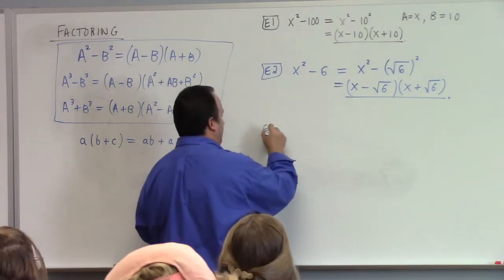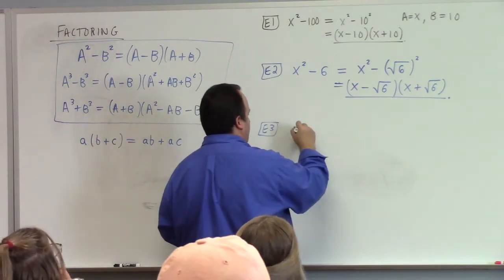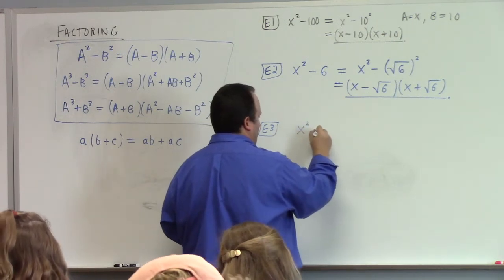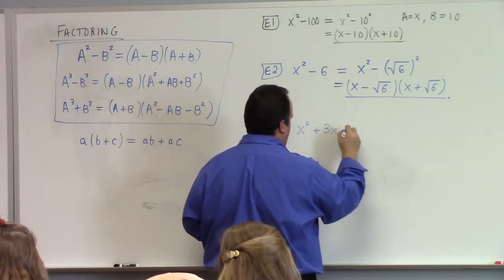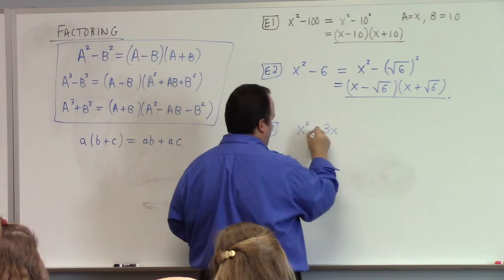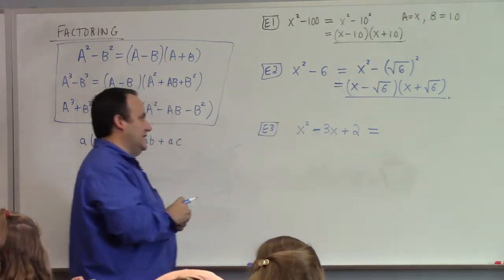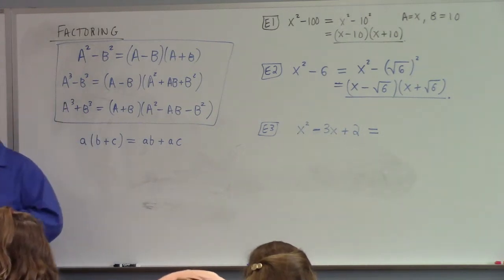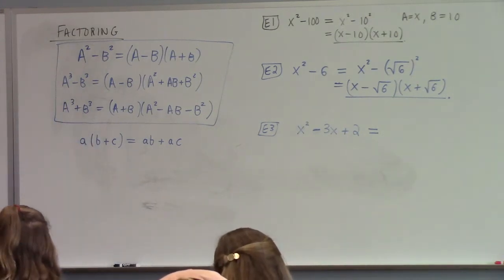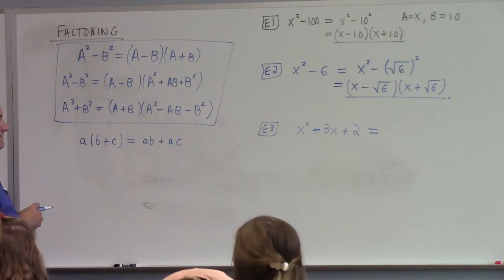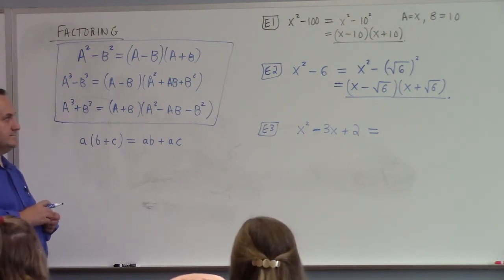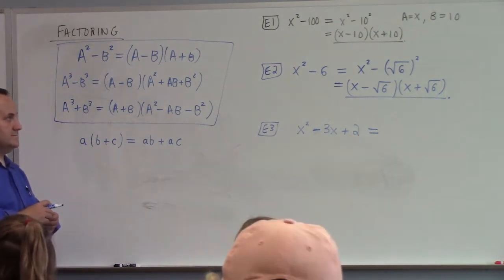How about this? What if we had x squared plus 3x, or minus 3x rather, plus 2? Now this one is not like the first two. Yeah? I have a question about example 2. Would it be okay to also factor that one as x times the quantity x minus 6, or is that for a different?